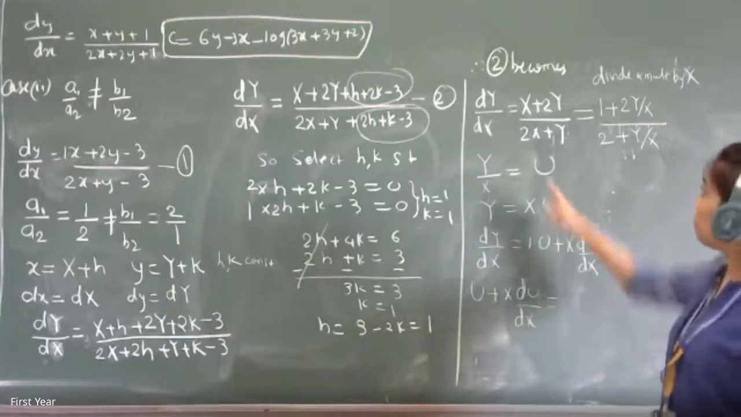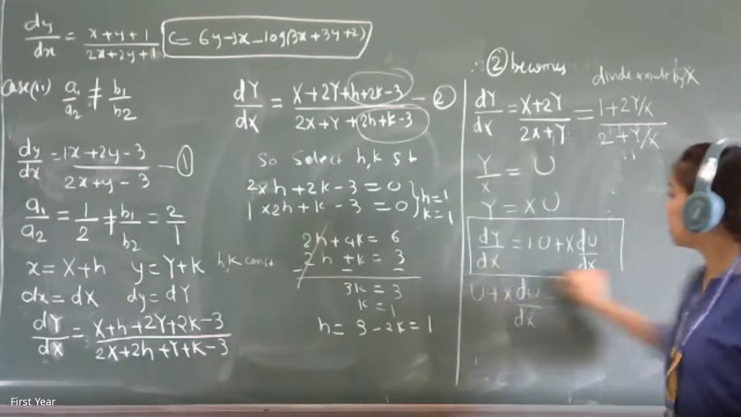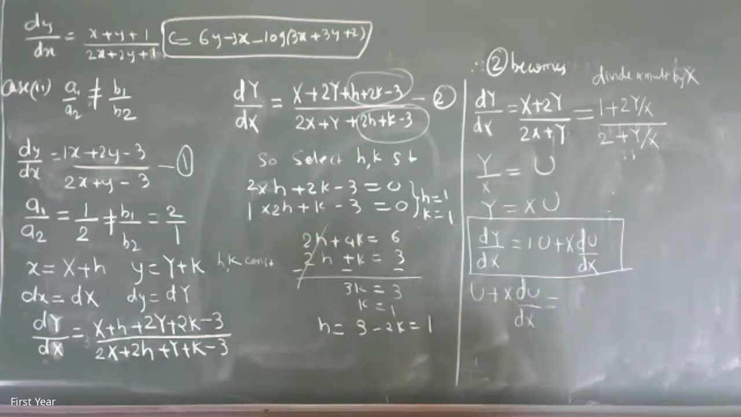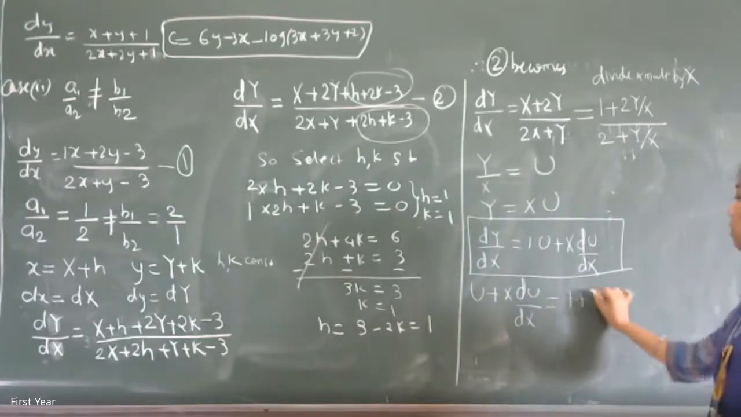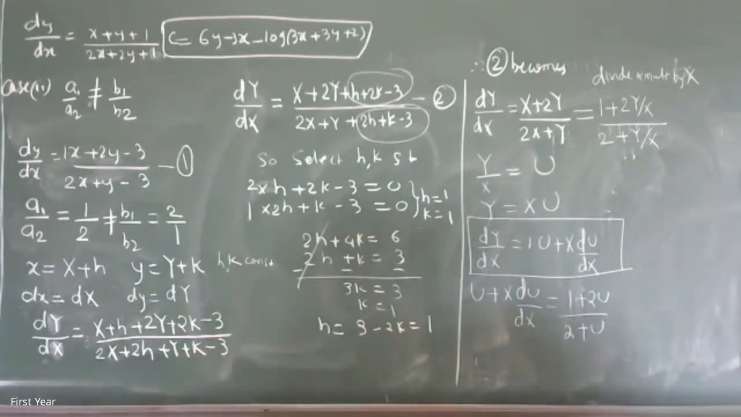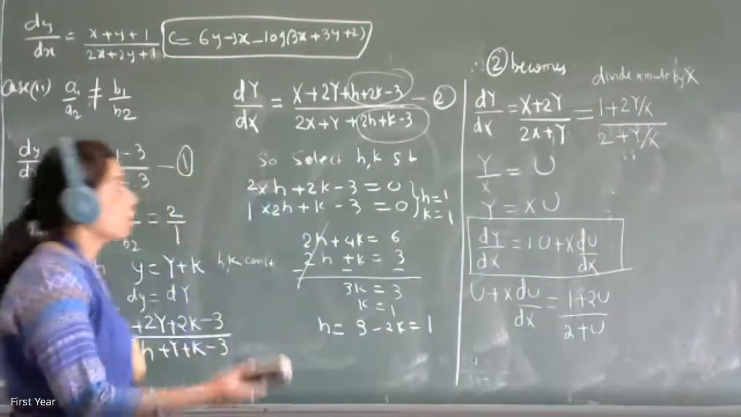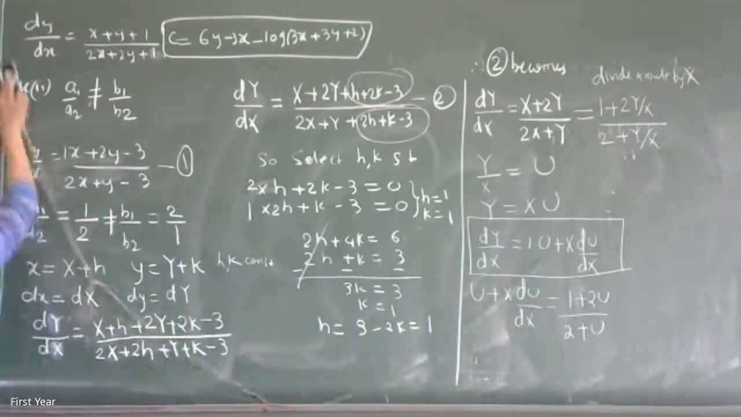So this will become now dy by dx is this. So it is u plus x du by dx is equal to 1 plus 2u upon 2 plus u. This is your expression. And now this can be converted to variables separately. So try to see how you can convert it to variables and solve it. I will write on that side.